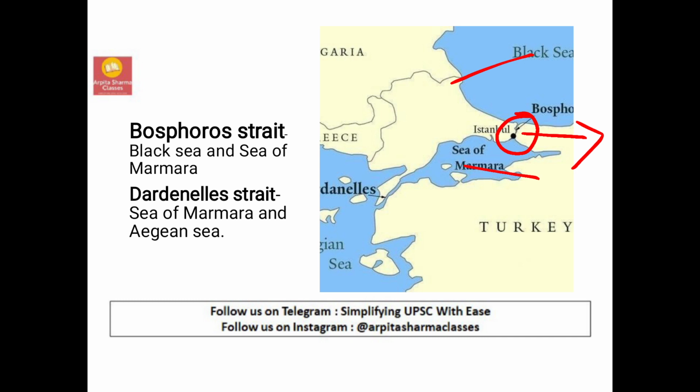Option A, Bosphorus. Option B, Dardanelles. Option C, Hormuz. Option D, Bering Strait. It is talking about the Bosphorus Strait. The questions can also appear like this. And then the Dardanelles. The Dardanelles connects the Sea of Marmara with the Aegean Sea. So this Dardanelles Strait will also become important.